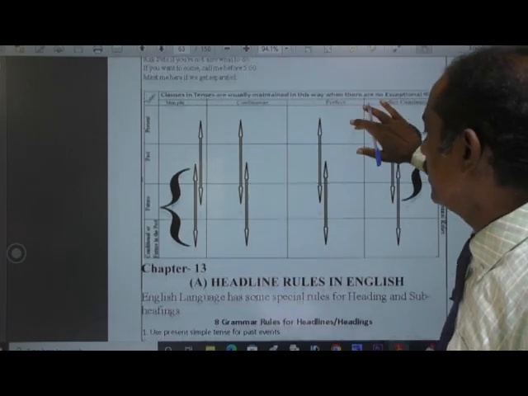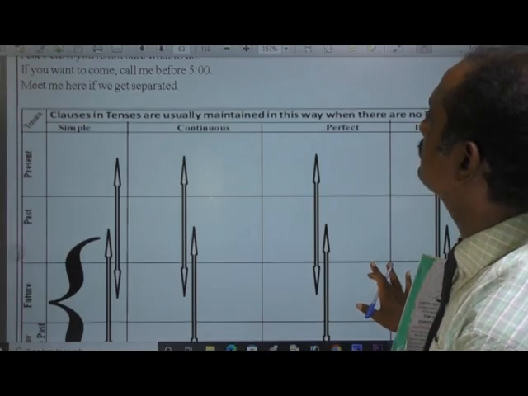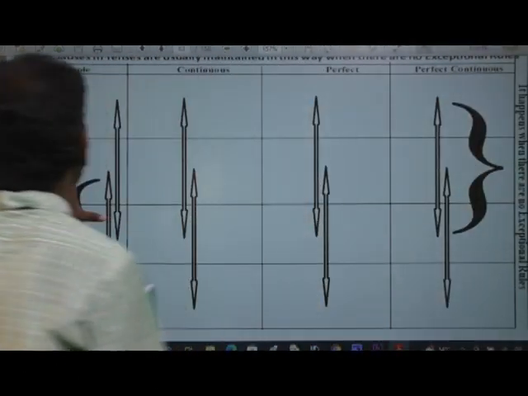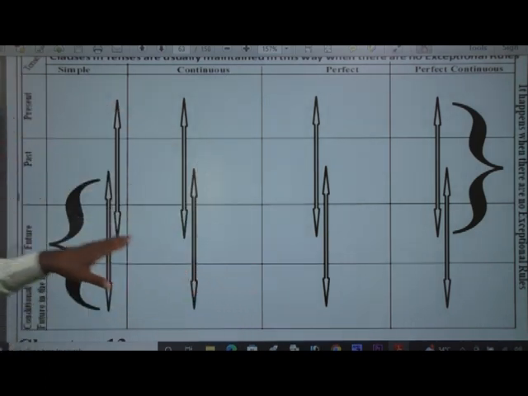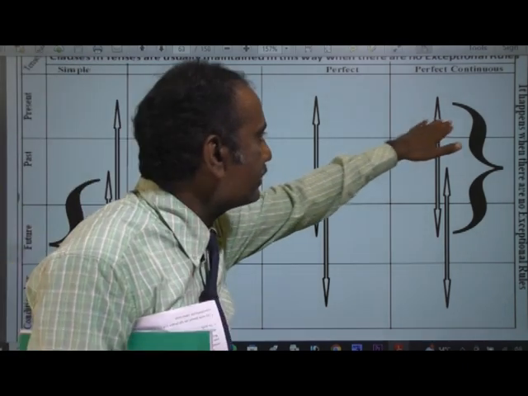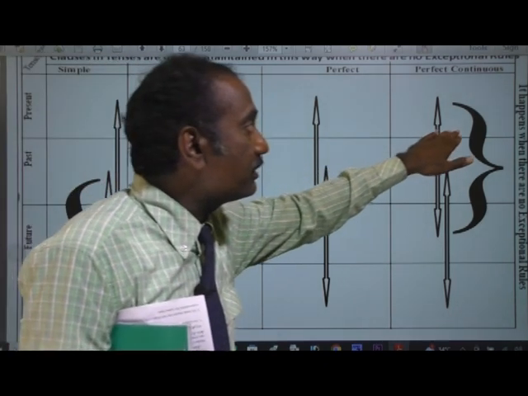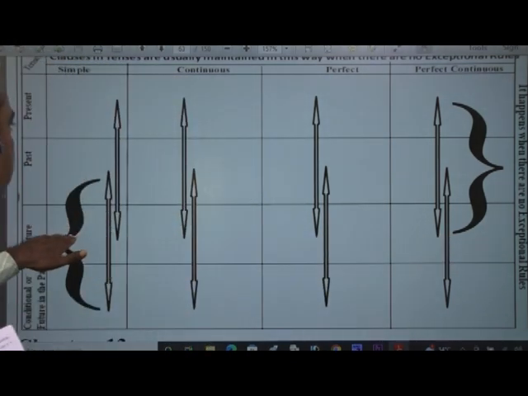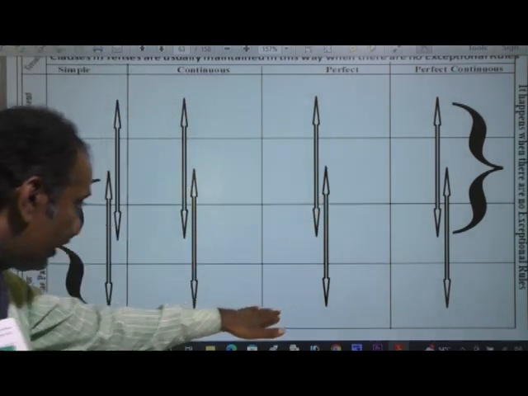If you learn the small table, it is enough. There is a small table. Basing on the tenses table, I prepared it. If there is no exceptional rule, I am saying here, if a clause is in present tense, another clause must be in future tense. If a clause is in past tense, another clause must be in either past or conditional tense.